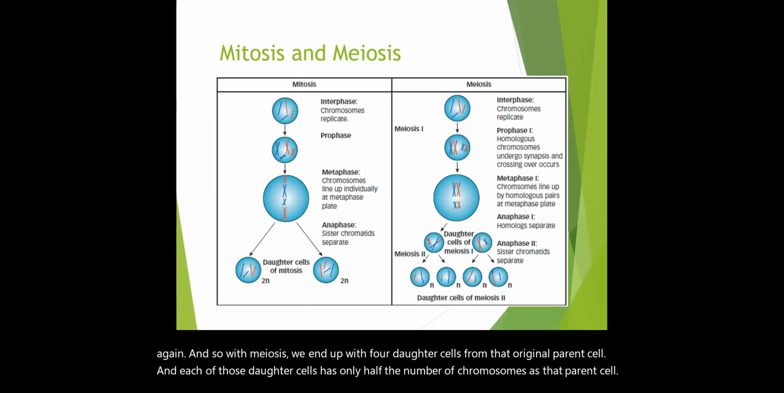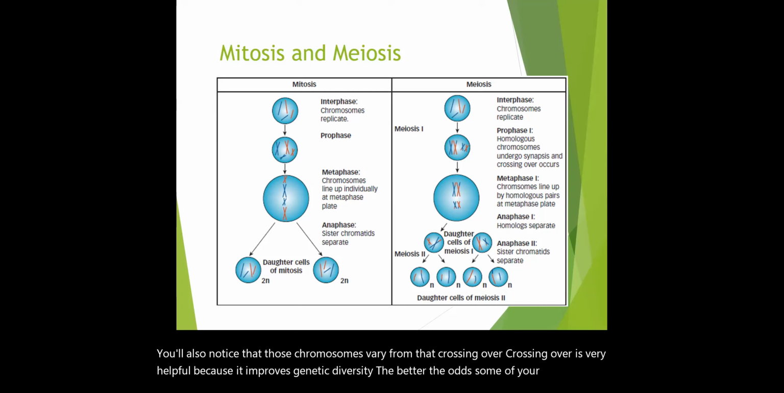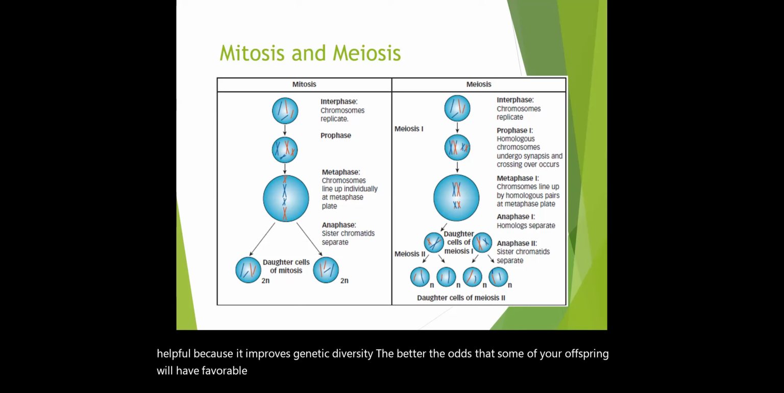You'll also notice that those chromosomes vary from that crossing over. Crossing over is very helpful because it improves genetic diversity. The better the odds that some of your offspring will have favorable traits that will help them to survive.